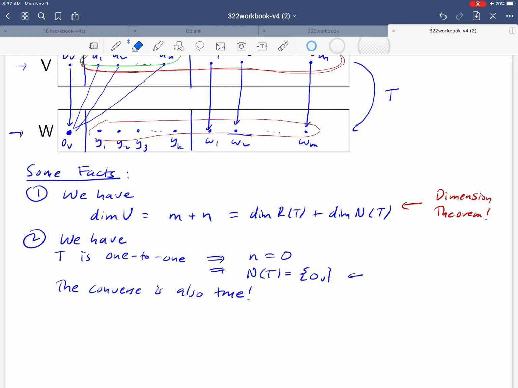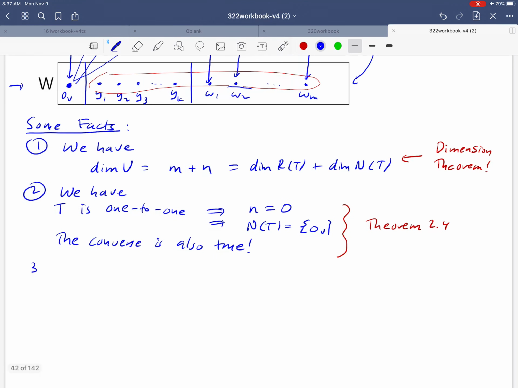And what we get when we put those facts together is Theorem 2.4, which we'll formally state on the next page. It just says that a linear transformation T is 1-to-1 if and only if the null space contains only the 0 vector.